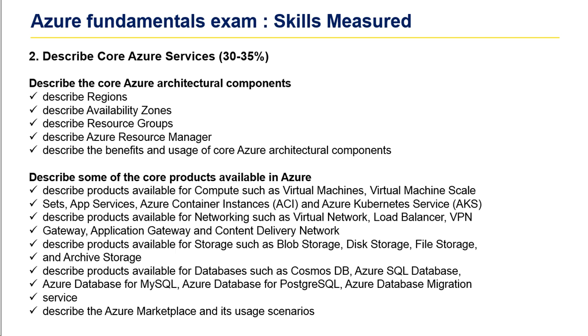Describe products available for compute such as virtual machines, virtual machine scale sets, app services, Azure Container Instances, ACI, and Azure Kubernetes Service, AKS. Describe products available for networking such as virtual network, load balancer, VPN gateway, application gateway, and content delivery network. Describe products available for storage such as blob storage, disk storage, file storage, and archive storage.